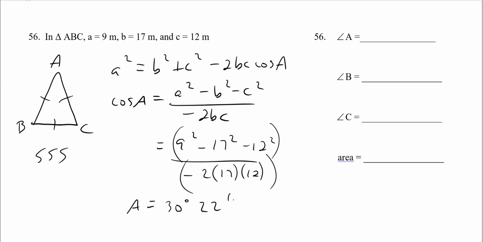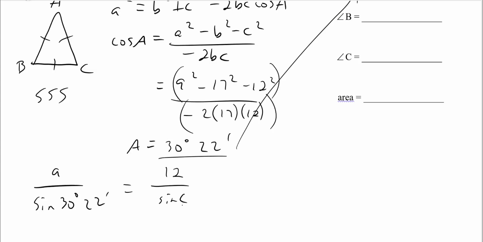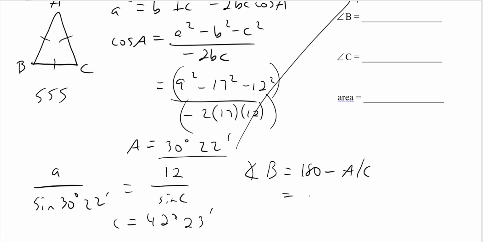Okay, so that's kind of nice. And remember I told you, don't use law of sines to find the biggest angle. So I guess the next one I did, I probably should have done B first. But now I'm going to find angle C, because that makes the most sense. Okay, with law of sines. So it's going to be 9 over sine of 30/22, which is a stored value, is equal to 12 over sine of C. So cross multiply and take inverse sine, and C comes out to be 42/23.